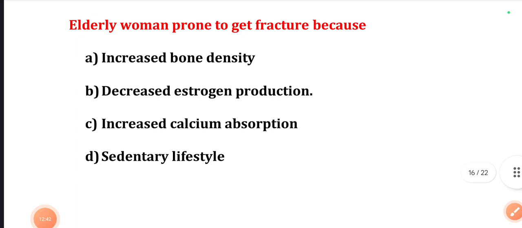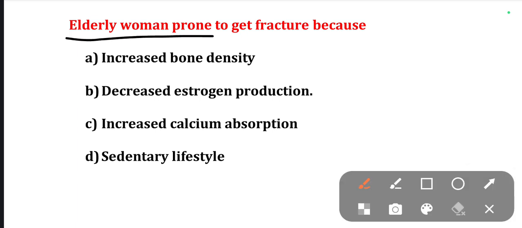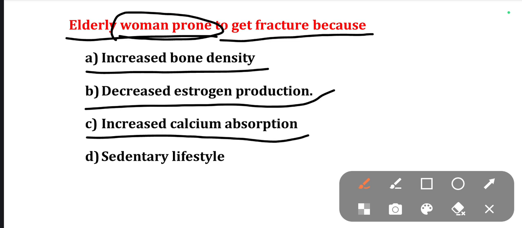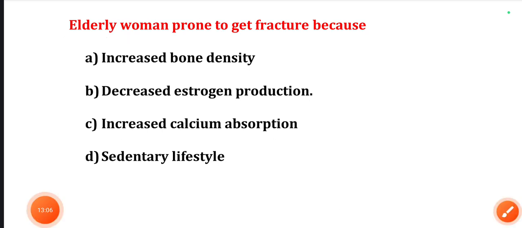The next one is, elderly women prone to get fractures because of. In old age, people are at a higher risk for fractures, mainly in the case of women. Why? Options are increased bone density, decreased estrogen production, increased calcium absorption, sedentary lifestyle.